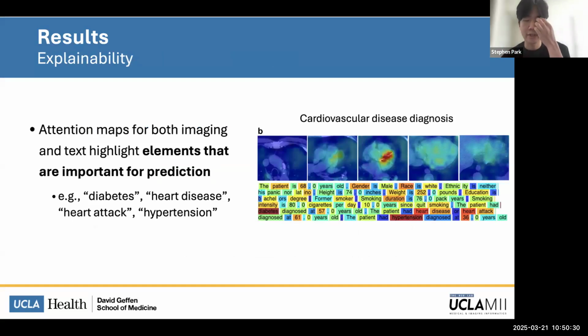So if you see the figure on the right, which is for the particular task of cardiovascular disease diagnosis, you'll see that in the image, the regions that were deemed important by the model are highlighted in red. And it is in the heart region of the chest X-ray, chest CT. And for the text as well, words like diabetes, heart disease, heart attack, and hypertension are highlighted in red since they were considered important by the model for the prediction.